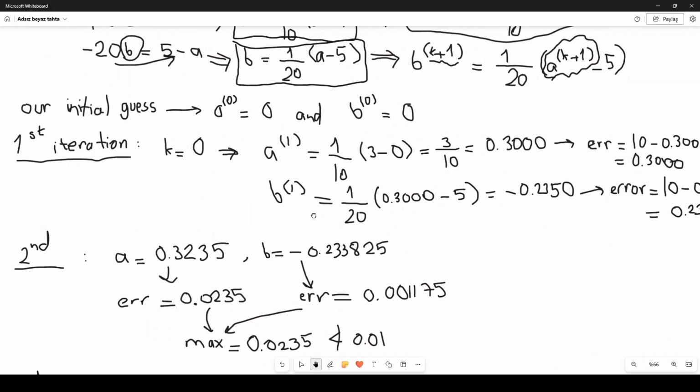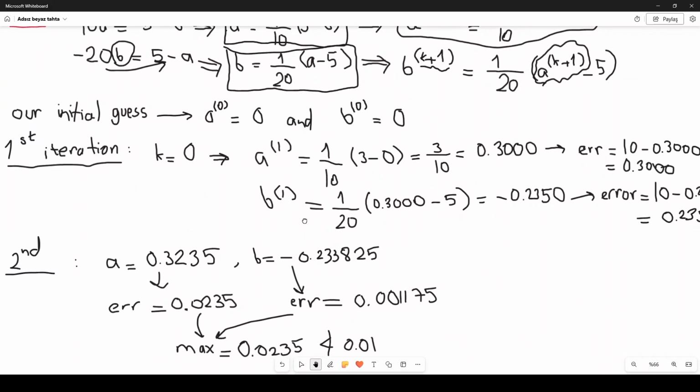Okay, our initial guess, since we are not given an initial guess, then what we do is, well, we take the values of all the unknown variables equal to 0. So the first value of a is chosen as 0, and our initial guess for the other unknown variable b is again 0. So these are the very first values of our unknown variables. And then we plug them in the formulas that we just produced above.